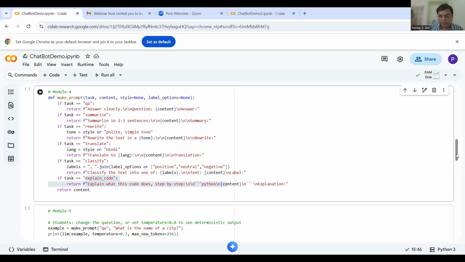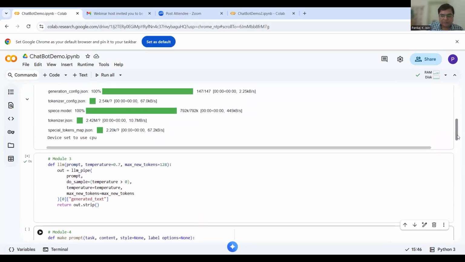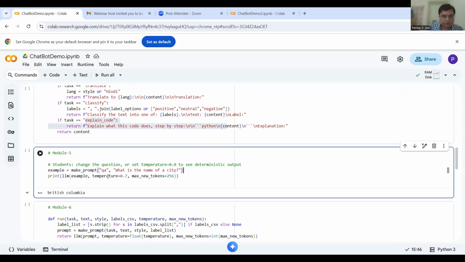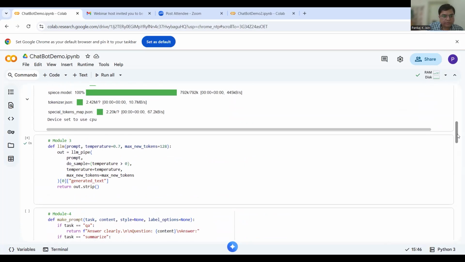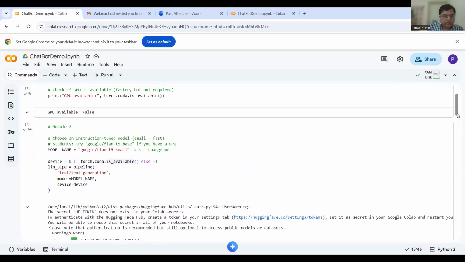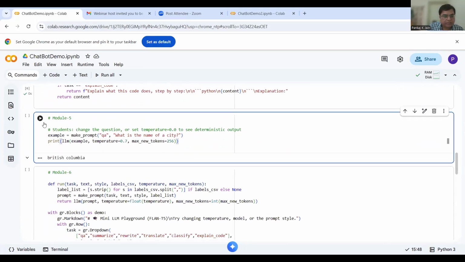Since it is a very basic type of chatbot, you cannot expect too much from it. We are seeing the demo of this code. So here you can see the output of your chatbot. I have written one question here: What is the name of a city? Let me run this module as well. All the modules you have to run in sequence. So first you run the first module, then the second, then the third, fourth, likewise. At last, in the fifth module, you will get to see the answers to your queries.